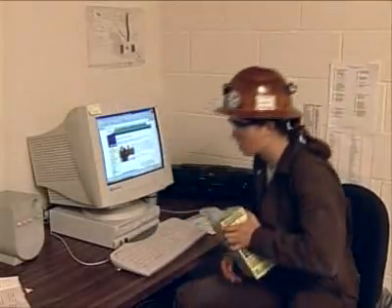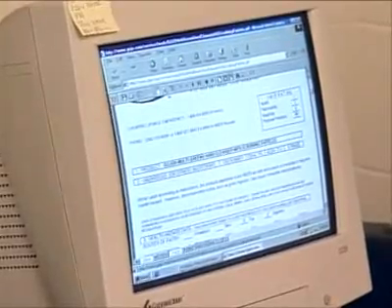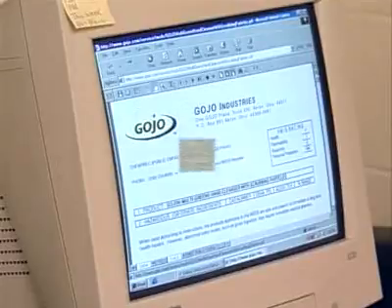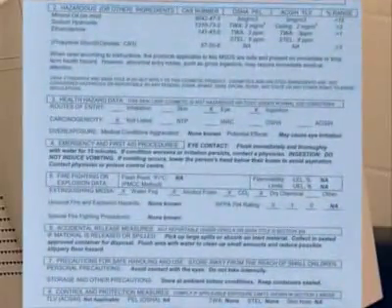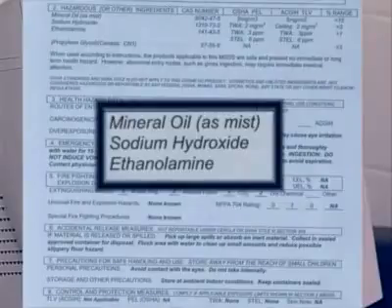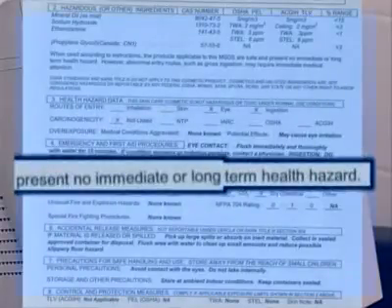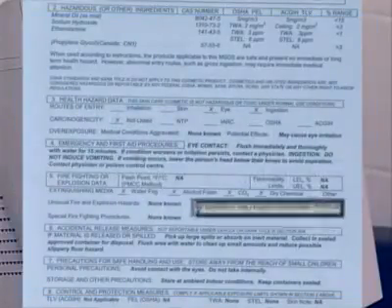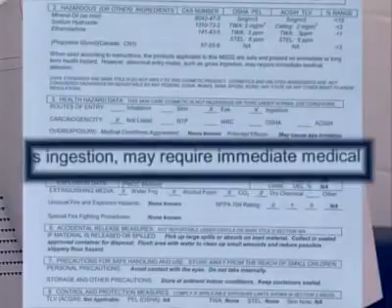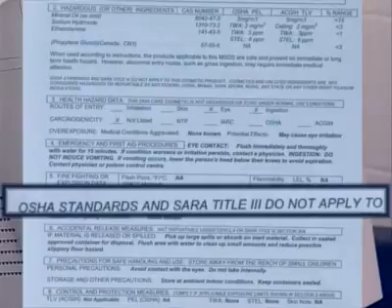The store didn't have an MSDS to give you, but you get one through the product's web page. The MSDS says that the product contains the following hazardous ingredients: mineral oil, sodium hydroxide, and ethanol. The product is safe and presents no immediate or long-term health hazard. Ingestion may require medical attention, and OSHA standards and SARA Title III do not apply to this cosmetic product.